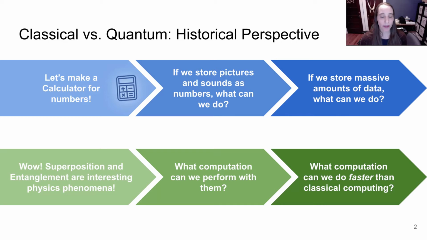And only after they discovered that, they said, well, is there any computing that we can do that would be different from classical computing? And then, is there anything we can do that's faster than classical computing? So quantum computing doesn't do math faster than classical computing. It does something very different, which is what you tried out in the game.